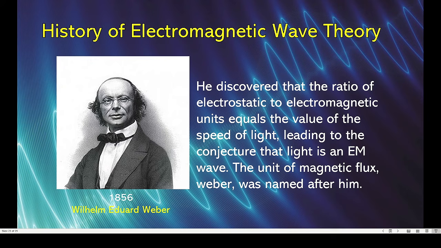Next, we have Wilhelm Edward Weber, who discovered that the ratio of electrostatic to electromagnetic unit equals the value of the speed of light. So from this, he discovered that light is an electromagnetic wave. Another unit was named after him, which is the unit for magnetic flux.